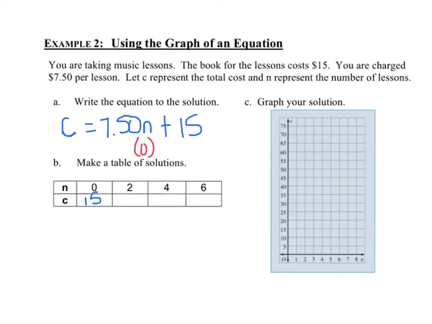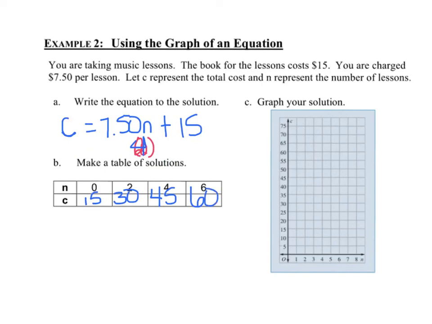So now I'm going to go plug in. All right, let's say I have 2 lessons. Well, I take 2 times $7.50, which gives me 15, and 15 plus 15 is going to give me 30. The next one, then I'm going to plug in a 4. Well, 4 times $7.50 is equal to 30. And so I take my 30 plus my 15, and that's going to give me 45. And then the 6 lessons, well, 6 times $7.50 is going to be $45. $45 plus my $15 is going to give me $60.